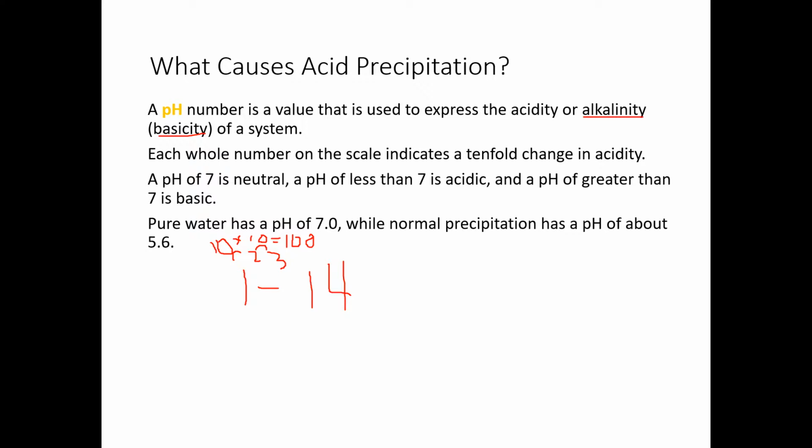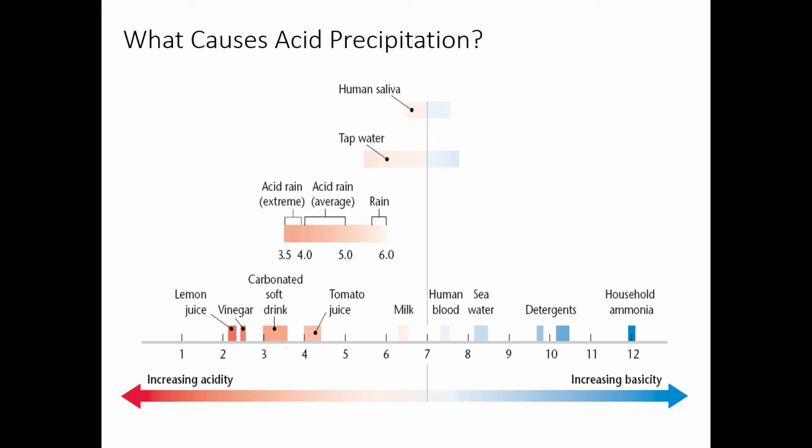Pure water has a pH of 7, which is right in the middle of the pH scale. Normal precipitation is usually about 5.6, because of the carbon dioxide, sulfur dioxide, nitrogen dioxide, and all those different oxides that contribute to lowering the pH. If you're at 7, you're considered neutral. If you're lower than 7, you're acidic, and if you're greater than 7, you're basic. This is a visual showing you the scale. Again, 7 is pure water, and then you get more acidic, or less acidic.